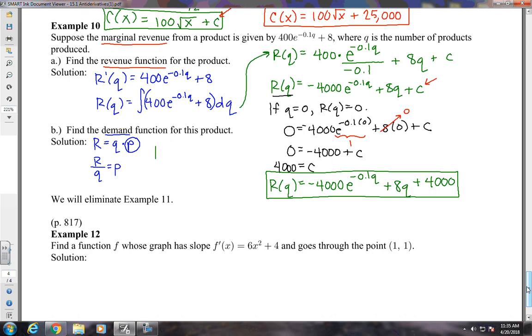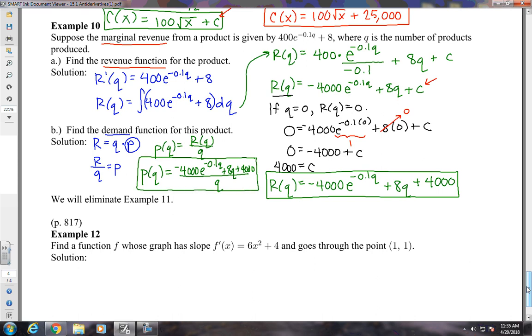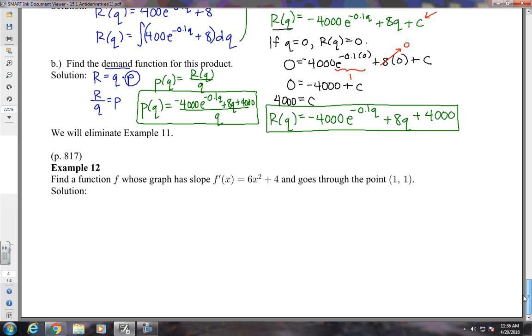Let's call this P of Q. That's going to be R of Q divided by Q. So our demand function is revenue, negative 4,000 e to the negative 0.1 q plus 8q plus 4,000, and we divide that whole thing by Q. There's our demand function. Okay, we're going to skip example 11 from the book. It has to do with physics, and our focus is business. So let's go ahead and move on to example 12.